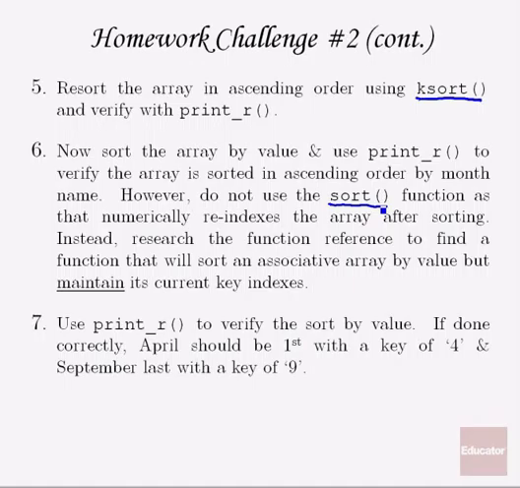Because if we run the sort function on it, basically what it's going to do is sort the months according to value, which would make April the first one, but it's going to give it an index of 0. In order to keep the index April, which is the 4th month, of 4, you need to find a new function that will maintain that index. So after you find that function and apply it, use print r to verify the sort by value, and if it's done correctly, April should be the first month with a key of 4, and September should be the last month listed with a key of 9.